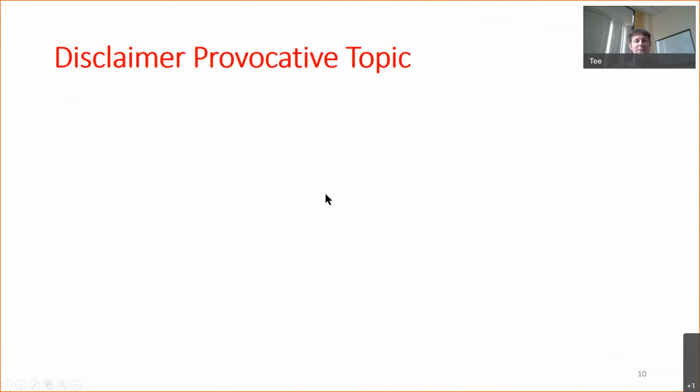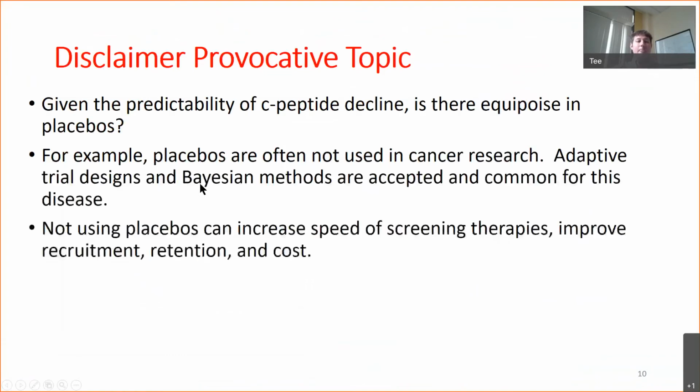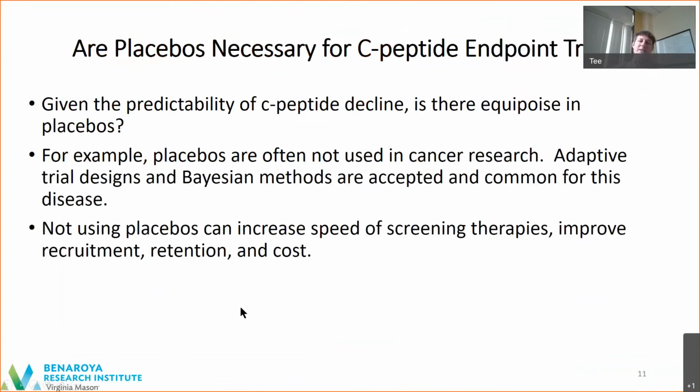So the next couple slides are just a quick disclaimer that this is a somewhat provocative topic. And I really want to ask, are placebos necessary for C-peptide endpoint trials? So given the predictability of C-peptide, is there really equipoise in placebos? We do these studies again and again with placebos, and we see the same thing over and over again. And do we really need sugar pills to estimate the decline in C-peptide for folks who are not on treatment?